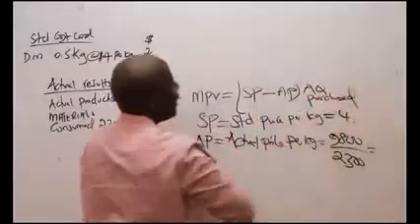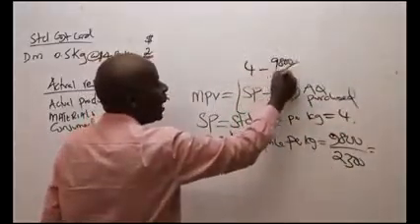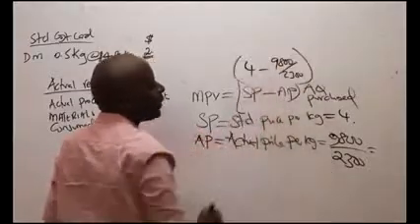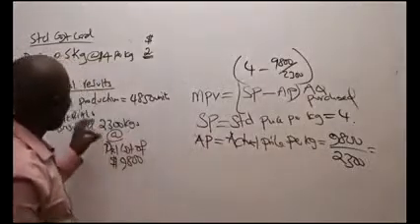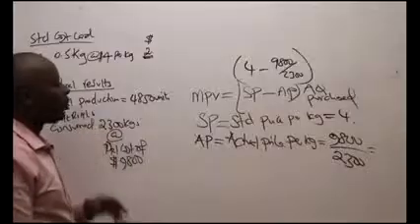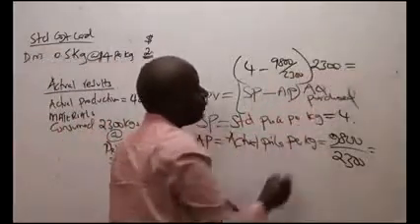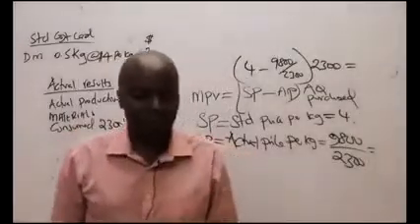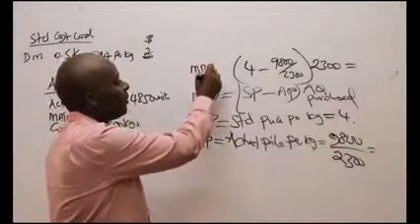The standard price here is 4 minus the actual price, which is 9,800 divided by 2,300, multiplied by the actual quantity that was purchased. We know that we purchased and consumed 2,300 kilograms. So please come and give us on the other side the equal what? What is material price variance?